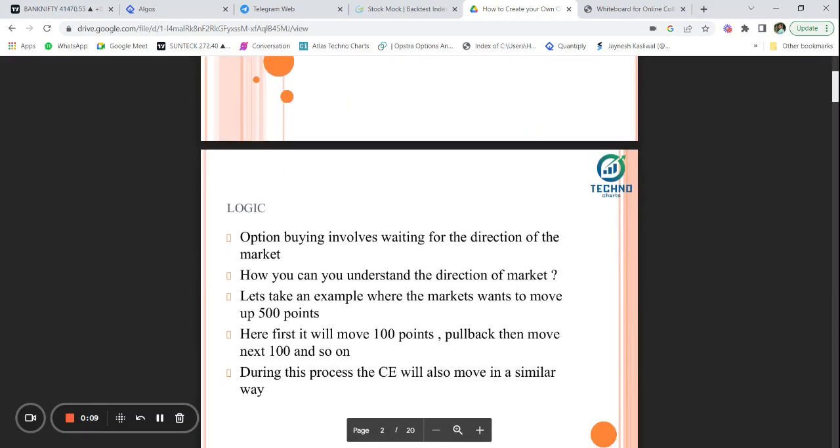Now, an option buying system involves waiting for the direction of the market. If the markets are moving in a single direction, then as an option buyer we can make huge amounts of money. So how can we understand the direction of the market?